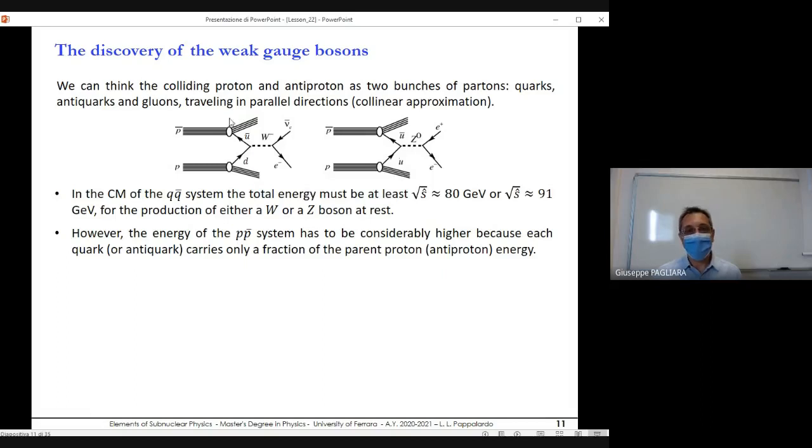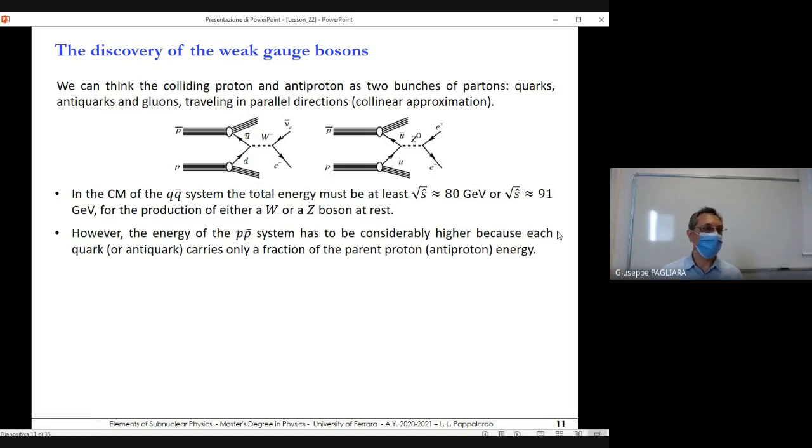So the idea is that in order to create a W here, the center of mass energy of this quark-antiquark collision must be at least 80 GeV, the mass of the W. Similarly, if you want to create a Z0, the quark-antiquark collision energy must be 91 GeV, okay, to create the Z. But you cannot decide the energy of the quarks. You can decide the energy of the proton or your beams, okay?